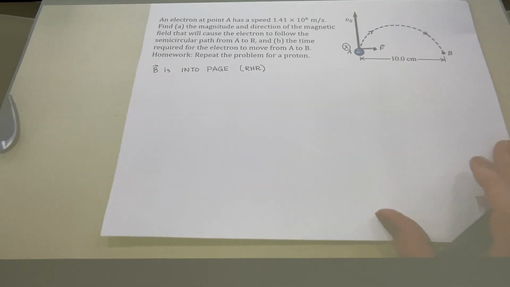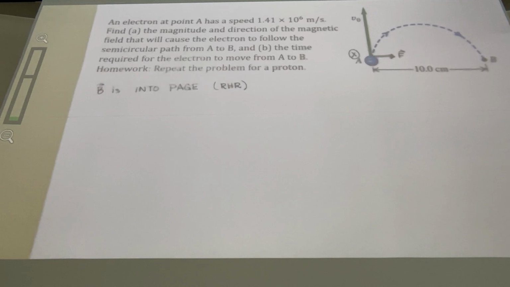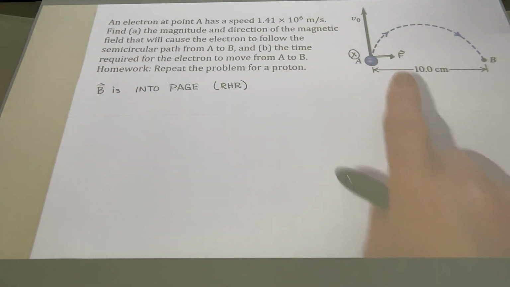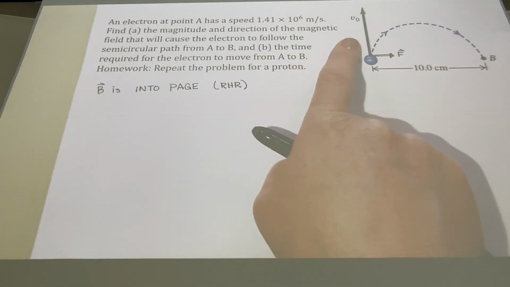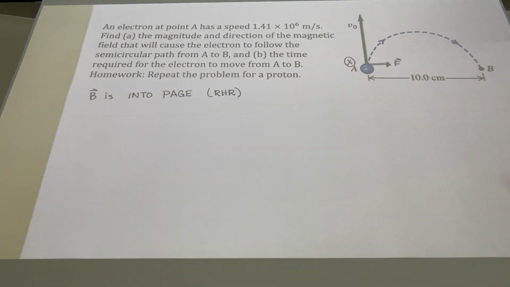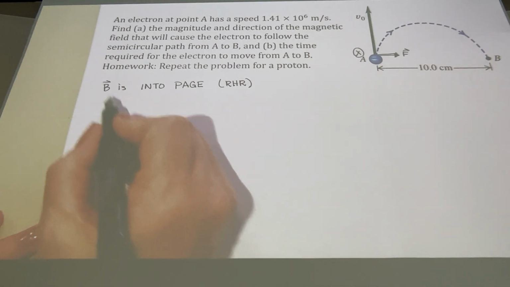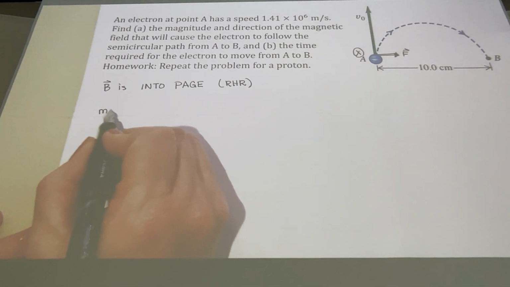If you prefer to do that using the equations, that's no problem. You'd say F is qV cross B. You know that your force is in the plus i direction, V is in the plus j direction. Your charge is negative, so you'd have to ask what B direction would give that answer. So if you wanted to go for the equation, that would be absolutely fine. Okay, so that's the direction of B.